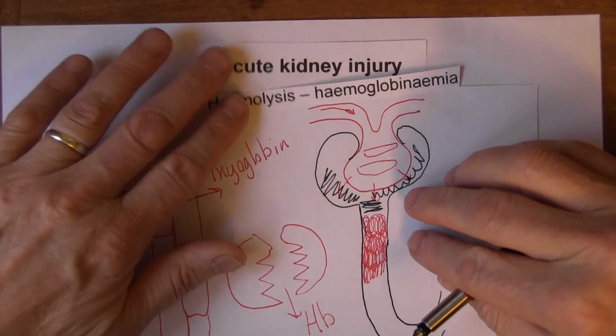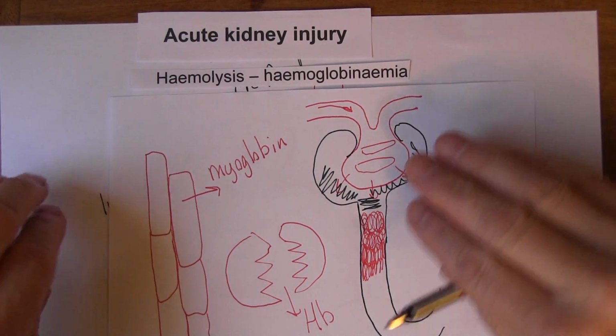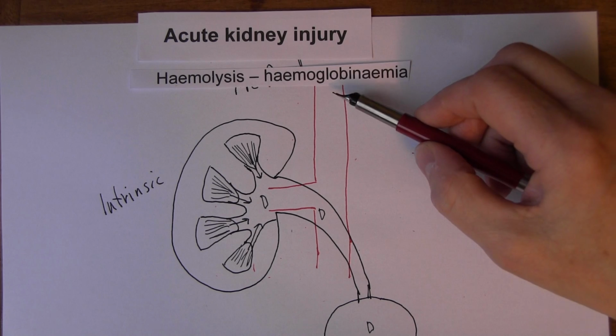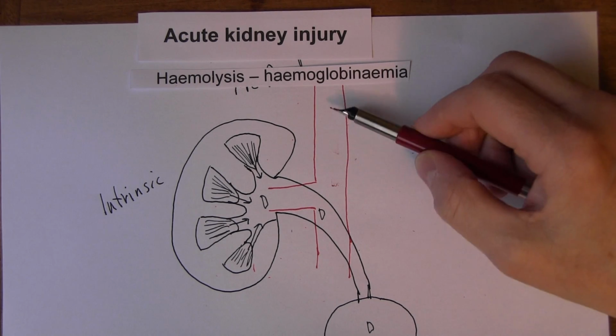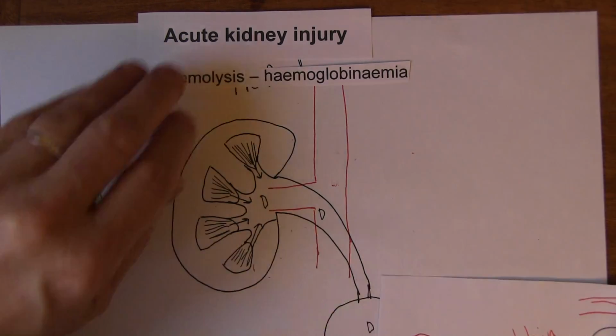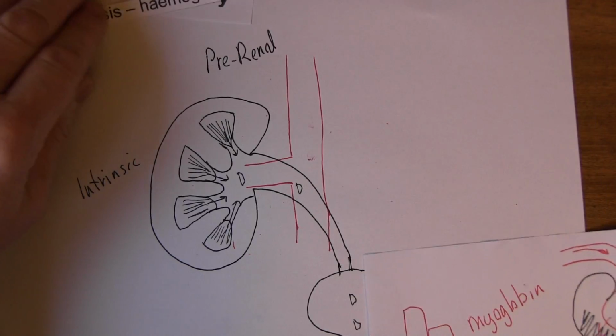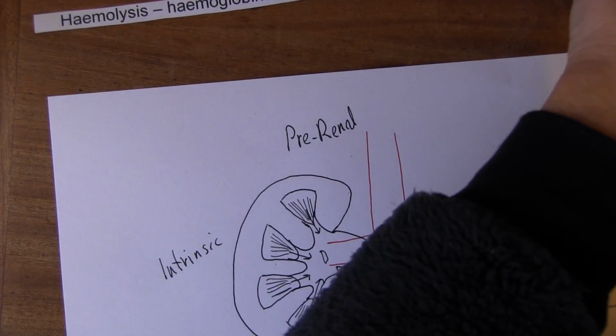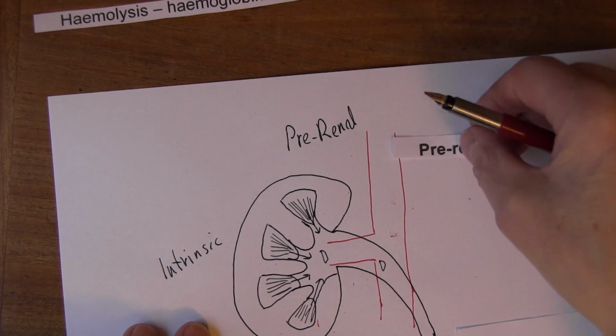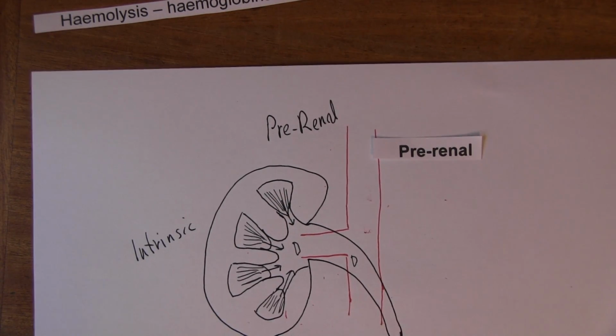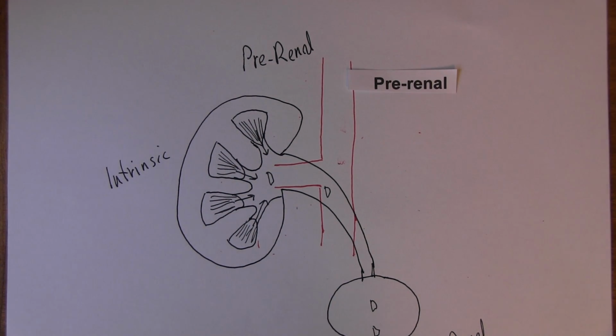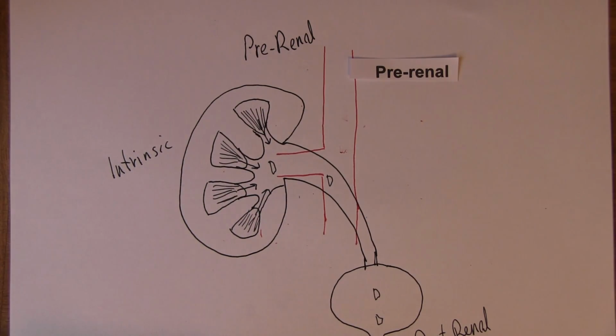So these are causes of acute kidney injury for pre-renal reasons, before the blood gets to the kidney. So there are pre-renal causes of acute kidney injury. So we'll leave that there, and then in the next clip we'll do the intrinsic and the post-renal causes of acute renal failure.